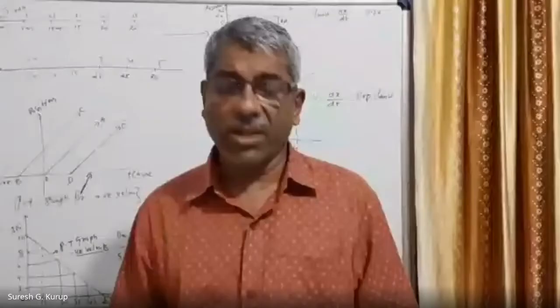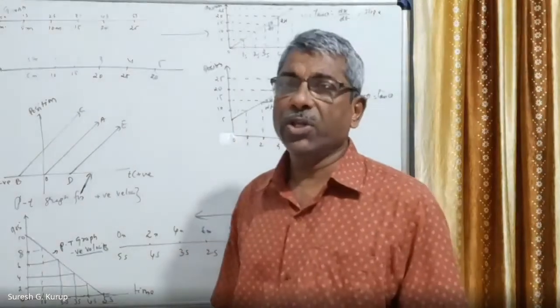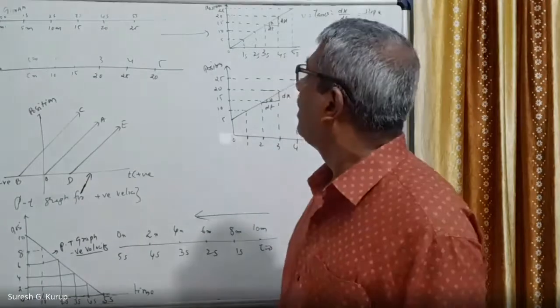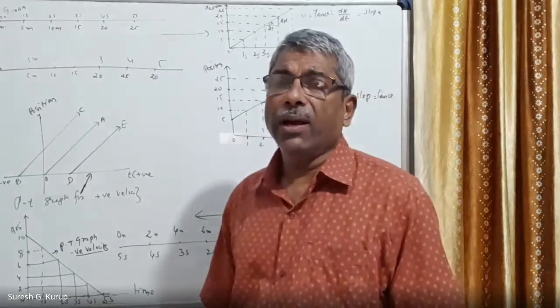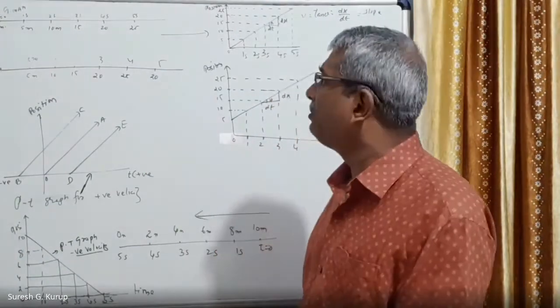My dear students, yesterday we talked about the position-time graph of a body which is moving with uniform speed or uniform velocity, right? So it is a straight line inclined to the time axis, I said. How can you make a graph like this?